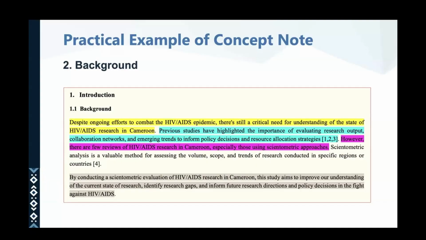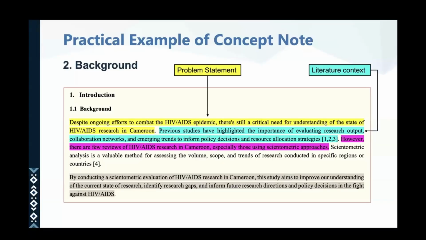Scientometric analysis is a valuable method for assessing the volume, scope, and trends of research conducted in specific regions or countries. By conducting a scientometric evaluation of HIV/AIDS research in Cameroon, this study aims to improve our understanding of the current state of research, identify research gaps, and inform future research directions and policy decisions in the fight against HIV/AIDS. So in this background, we include the problem statement, some context from literature, what we know, and so on. We outline the gap and we explain the rationale.